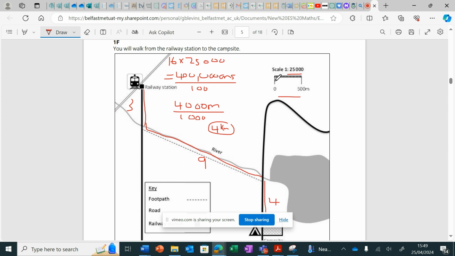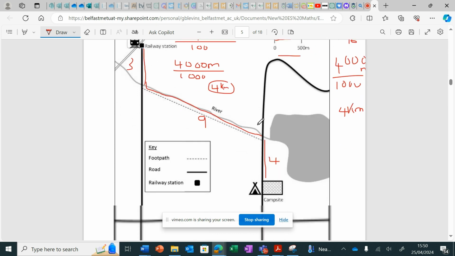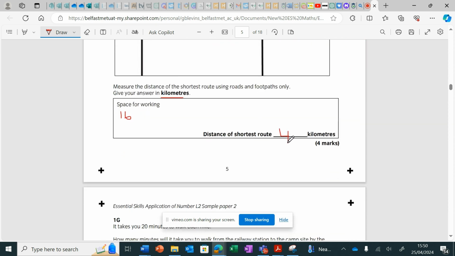The second way you do it is to measure this here. And that should be 2 centimeters. And it lets me know that 2 centimeters equals 500 meters. Well, if 2 centimeters is 500 meters, 1 centimeter must be 250 meters. And if I multiply that by 16, I will get 4,000 meters. Same as over here. Now I'll divide that by 1,000 and get 4 kilometers. So there's more than one way of doing it. So the answer is 4 kilometers.